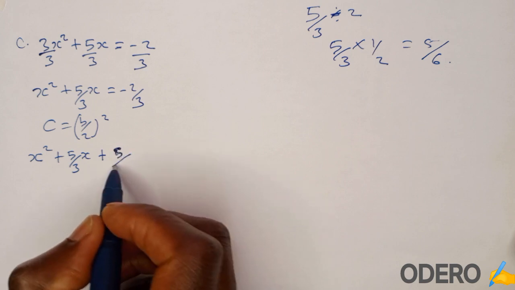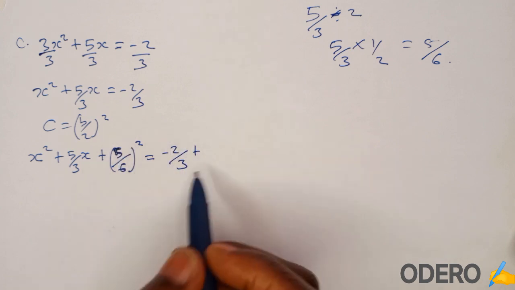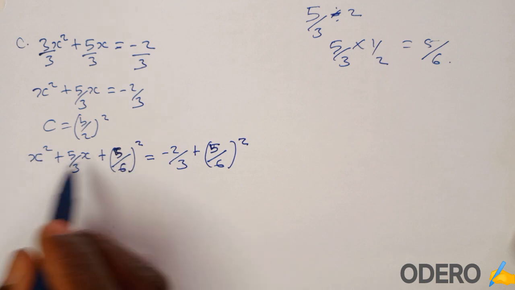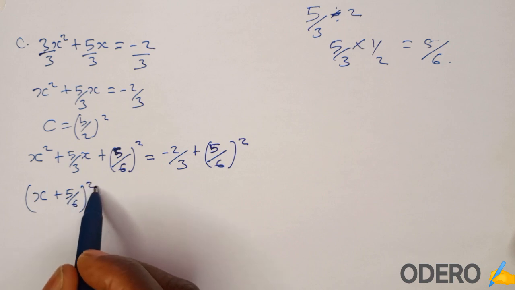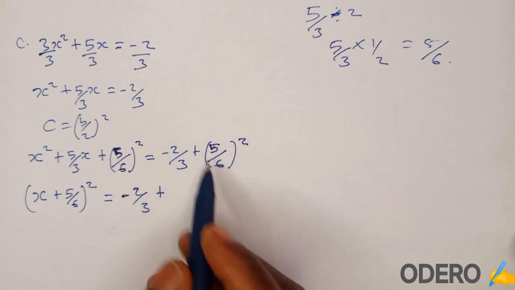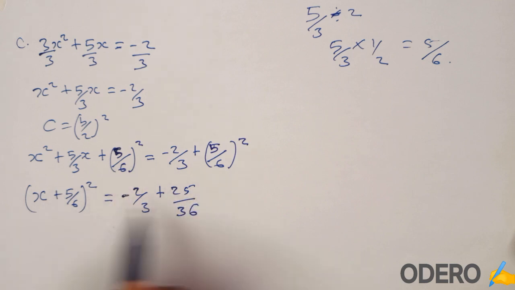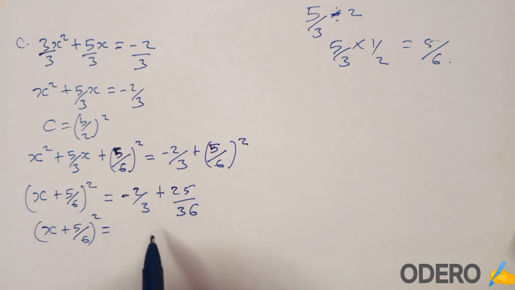So here you're going to have x squared plus 5 over 3x plus 5 over 6 squared is equal to negative 2 over 3 plus, whatever you do this side, you do the other side, 5 over 6 squared. Then if you factorize this one, you take the square root of x squared, which is x, then plus 5 over 6, and you put them in one square. On this side you have negative 2 over 3 plus 5 squared is 25, 6 squared is 36. So you can simplify this side. So x plus 5 over 6 squared is equal to 1 over 36. You can use your calculator: negative 2 over 3 plus 25 over 36 will give you 1 over 36.